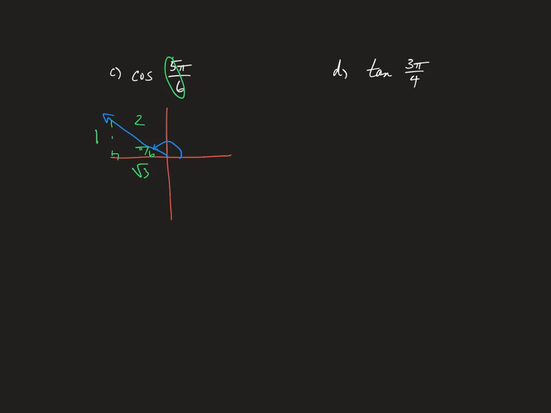Don't forget about my directions. I went to the left, therefore my adjacent side is negative. And now all I have to do is calculate my cos. My cos is adjacent over hypotenuse, so negative root 3 over 2.